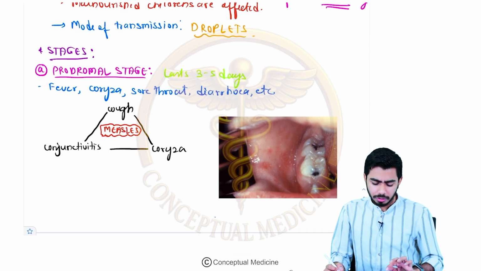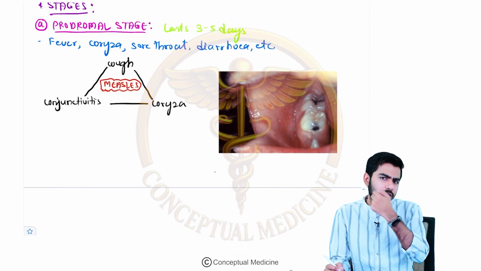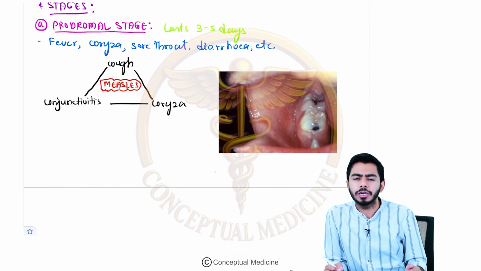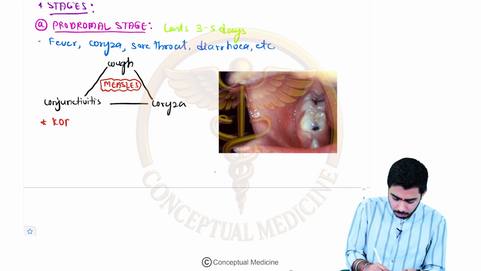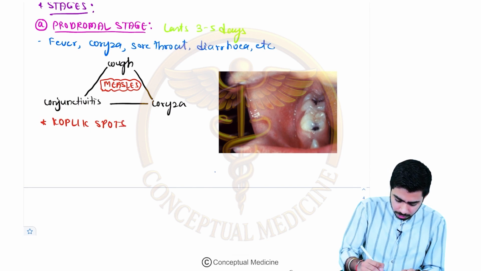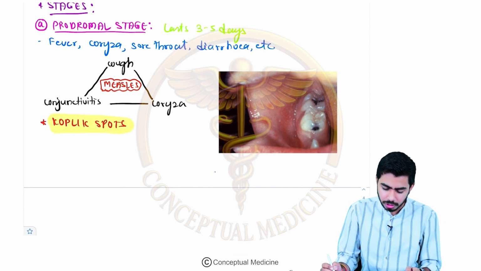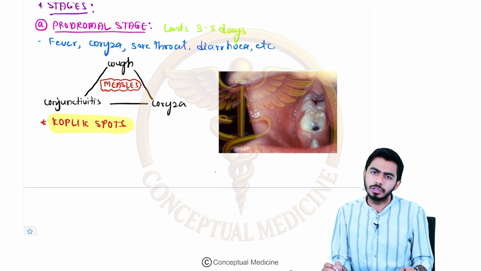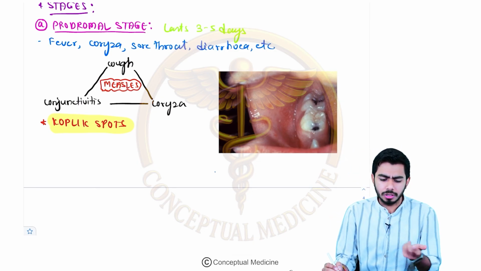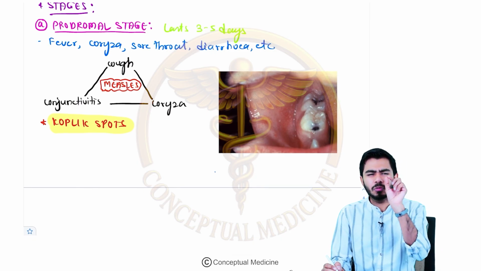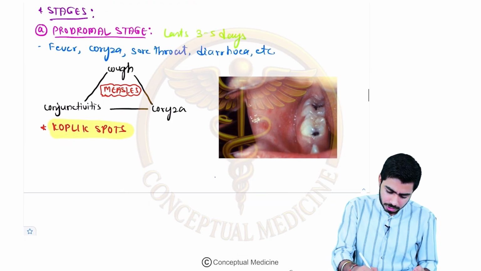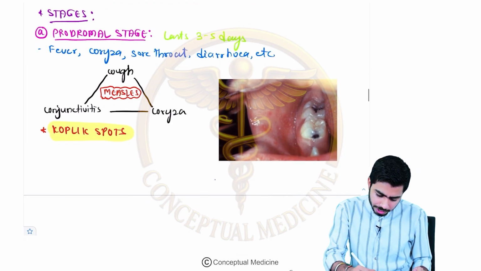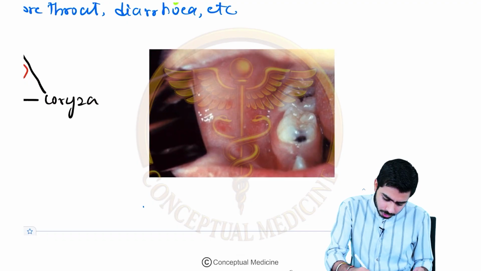Now one very particular kind of rash can be seen in the buccal mucosa, guys. What kind of rash am I talking about? That is the Koplik spots, guys. I'm highlighting this because it is very important and has been asked multiple times. Koplik spots are seen in measles, basically in the buccal mucosa region. These are small whitish spots which you are seeing in the buccal mucosa.